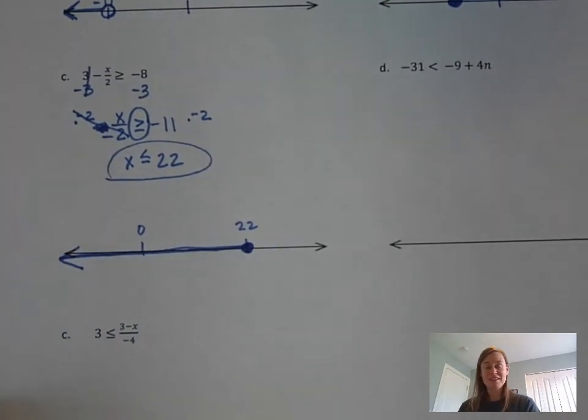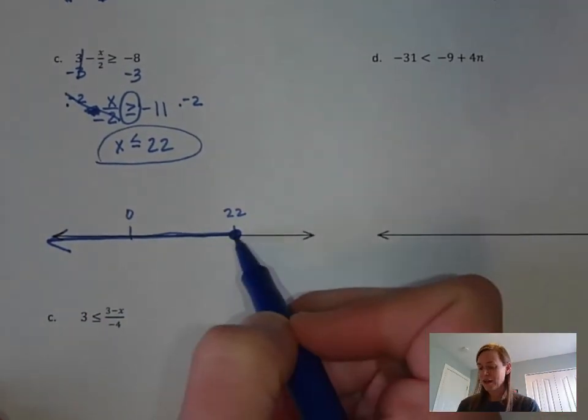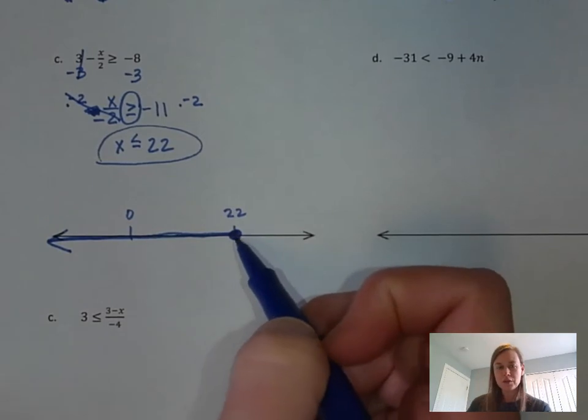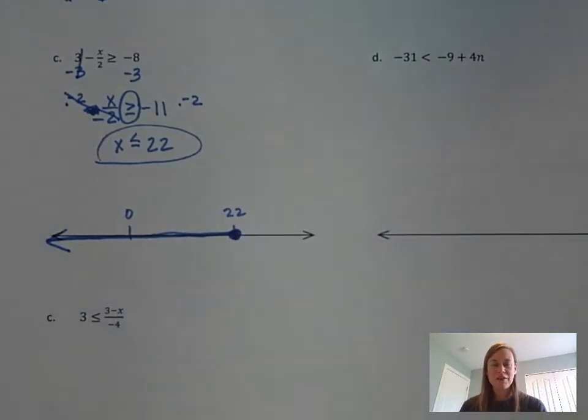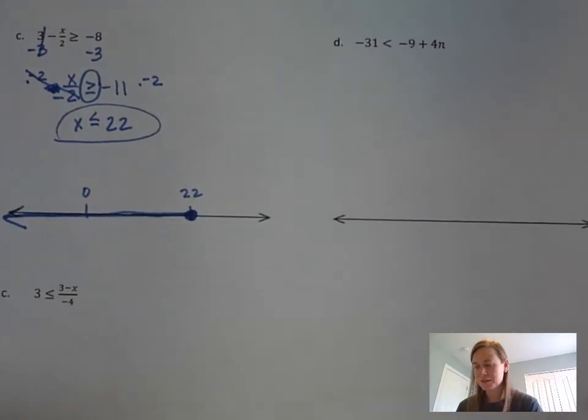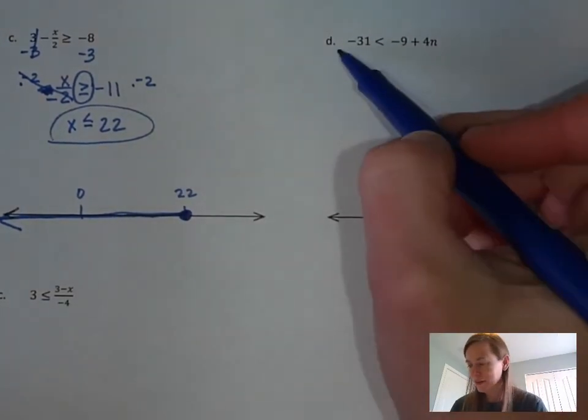and then we're done. As you do your graphs, make sure you have clearly either an open or closed dot and an arrow that's clearly going to the right or to the left, okay? Awesome, thank you. Let's go on to D.